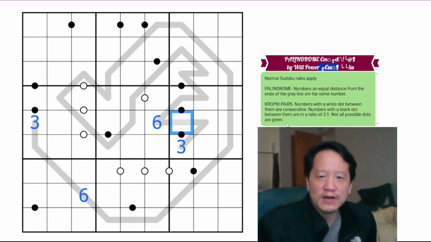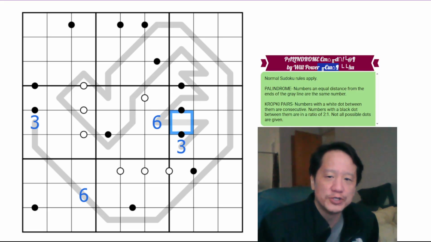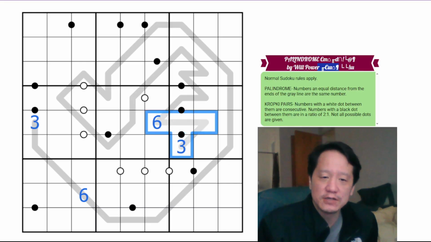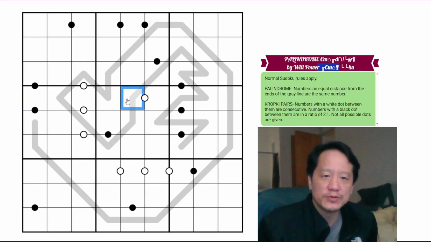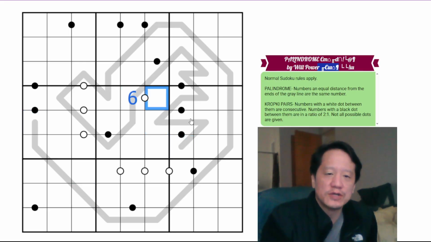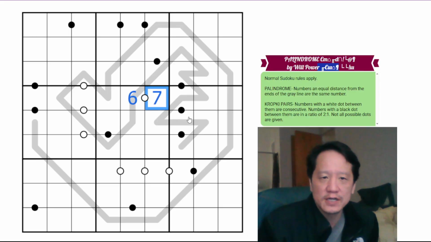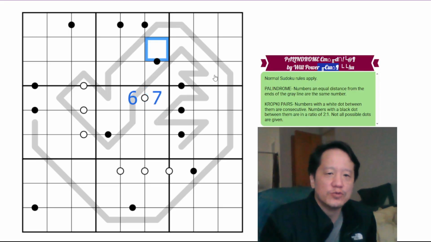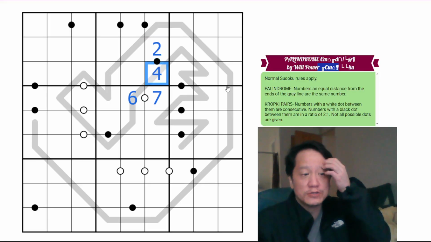We also have Kropki pairs, where numbers with a white dot between them are consecutive, and numbers with a black dot between them are in a ratio of 2 to 1. Not all possible dots are necessarily given. So for example, say this was a 6 here, then this would have to be 5 or 7 to be consecutive with it. And say this was a 2, then this would have to be 1 or 4 to maintain the 1 to 2 ratio between them.